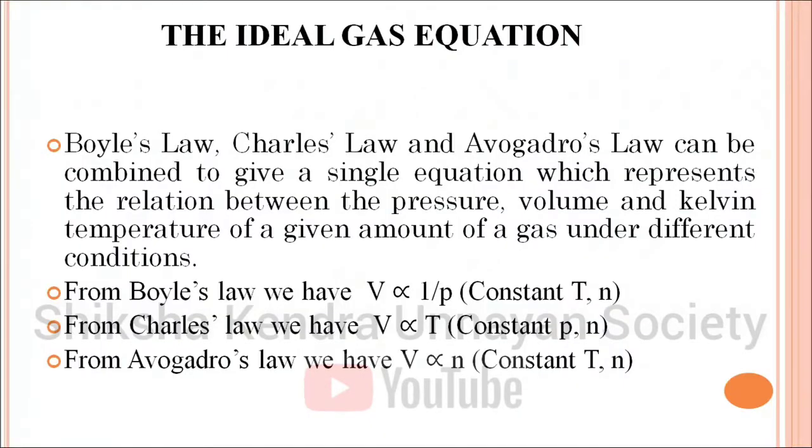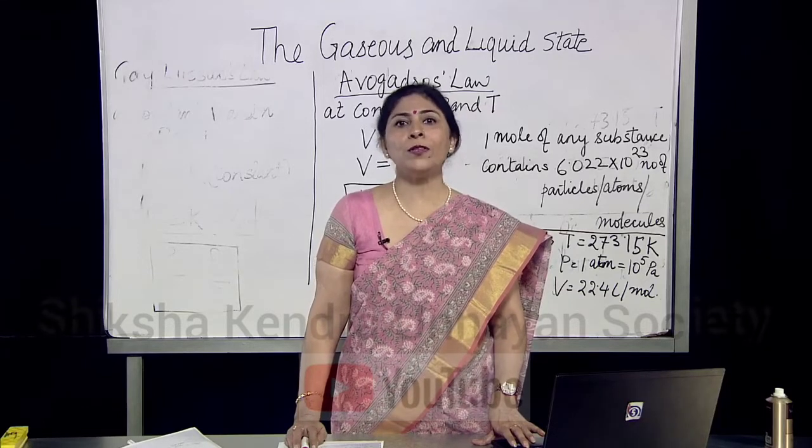Boyle's law, Charles' law and Avogadro's law can be combined to give a single equation which represents the relation between the pressure, volume and Kelvin temperature of a given amount of a gas under different conditions. As we know, Boyle's law says that V is directly proportional to 1 upon P. Charles' law says V is directly proportional to T, and according to Avogadro's law, V is directly proportional to n. Now let us combine all these laws.